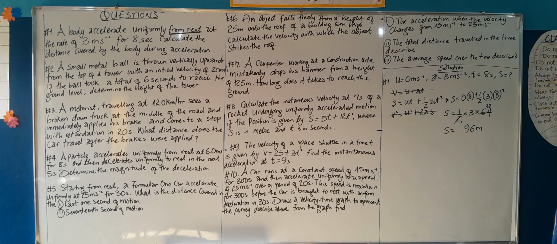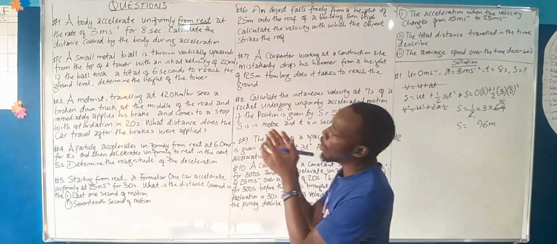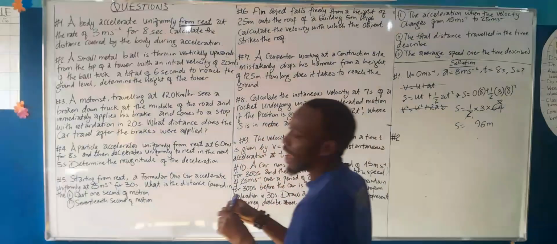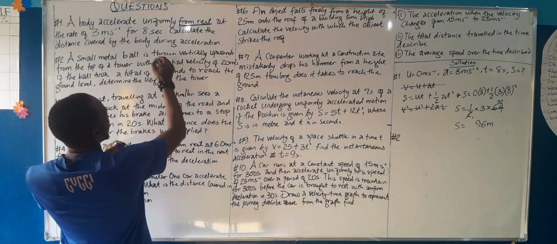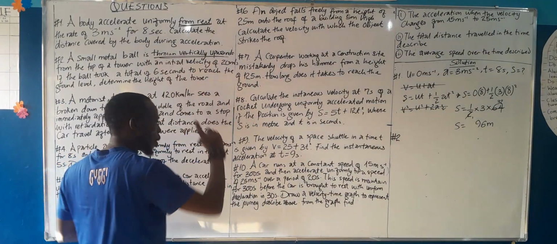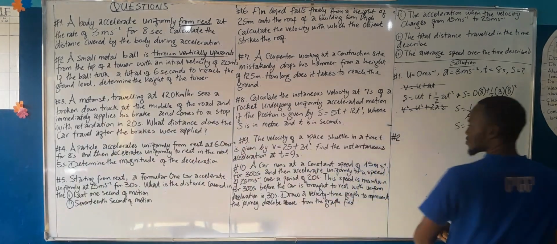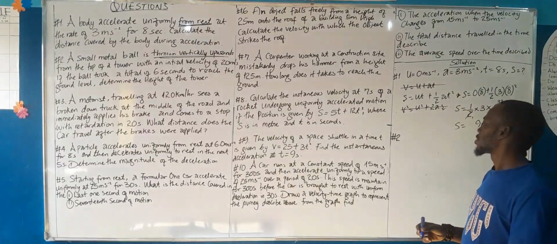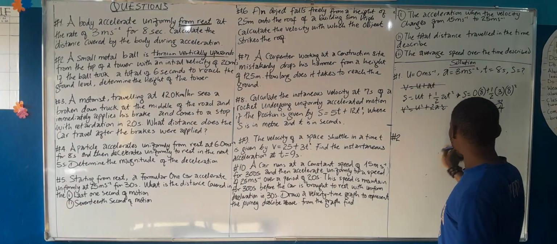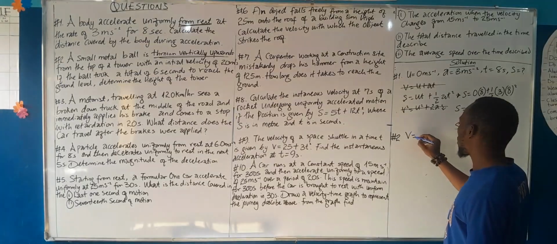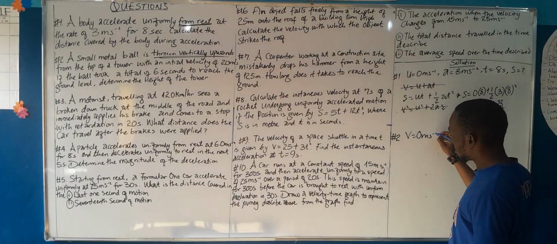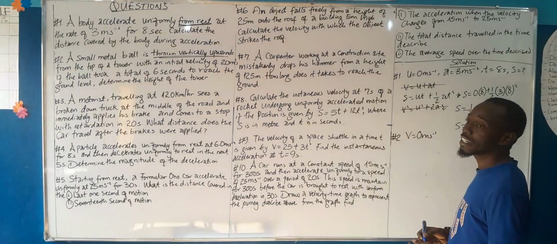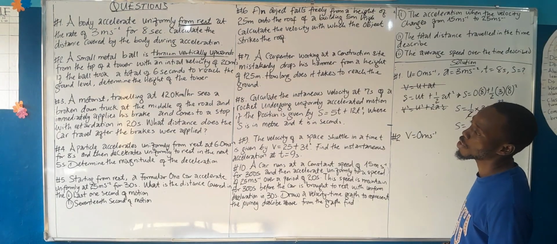meter. Alright, so a small metal ball is thrown vertically upward. Vertically upward. What value is given to us? In 3, 2, 1. Okay. Vertically upward. The value that is given to us is v equals 0 meter per second. If it is vertically downward, it is U that is given to us.